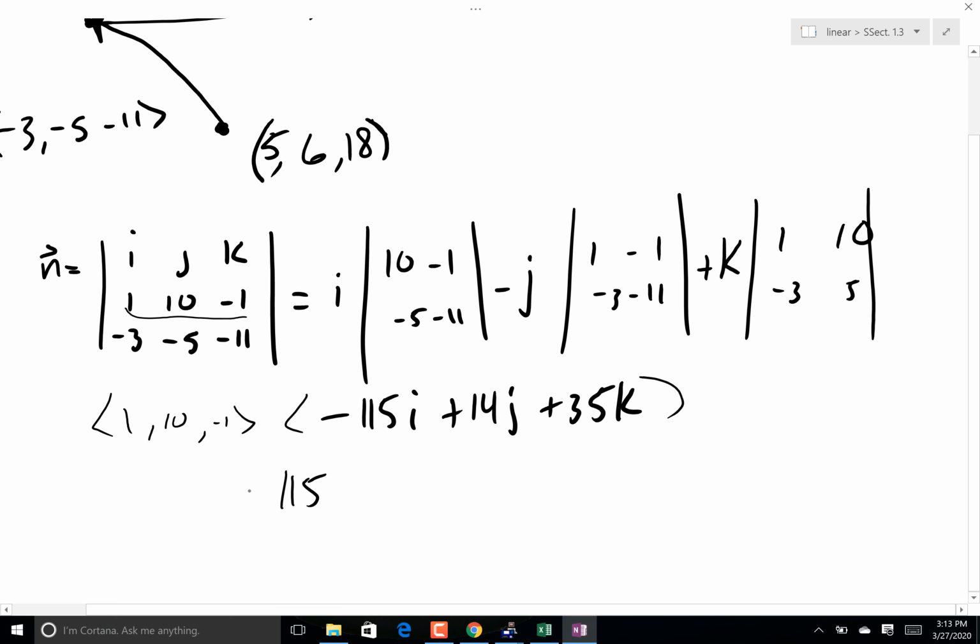It's going to be 115 negative. That's going to be plus 140. It's going to be minus 35.